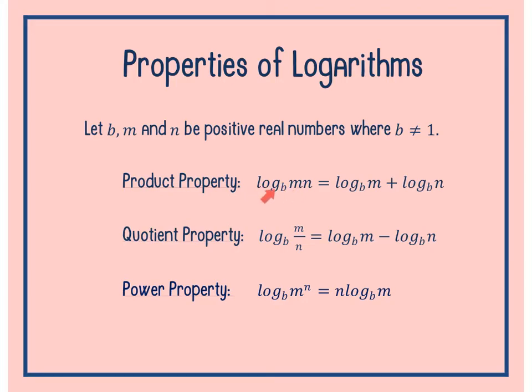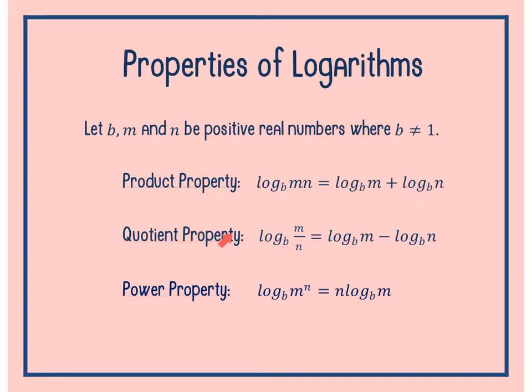So we have the product property. So log base B of M times N. This can be a 4x. Then you could break it up to log base B of 4 plus log base B of x. So if you have two things being multiplied, you can actually add them together.